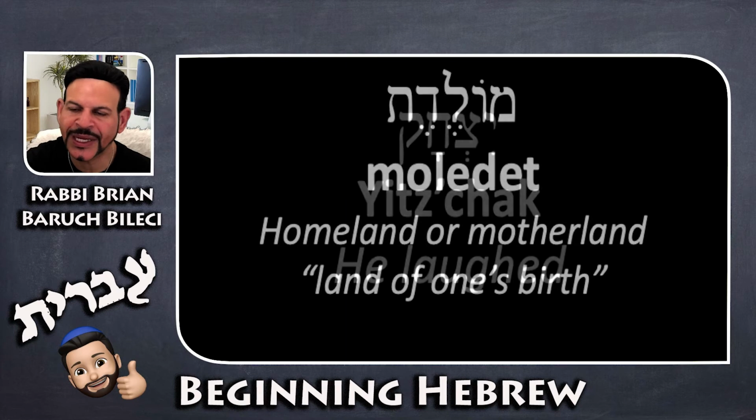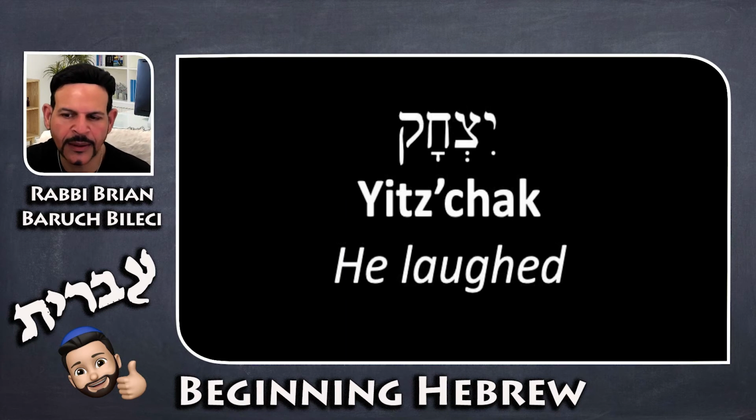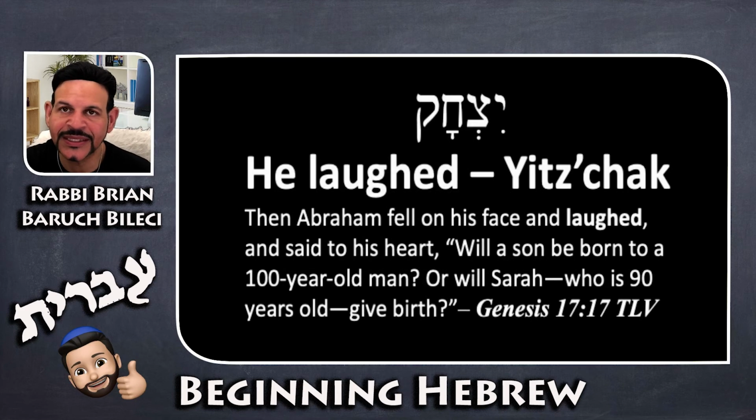Now, remember, their child was Yitzhak. That means he laughed. And we found out that Yitzhak is named Yitzhak because it's not she laughed, but he laughed, because in Genesis 17:17, it says, Then Abraham fell on his face and laughed, and he said in his heart, Will a son be born to an 100-year-old man? Or will Sarah, who is 90 years old, give birth?